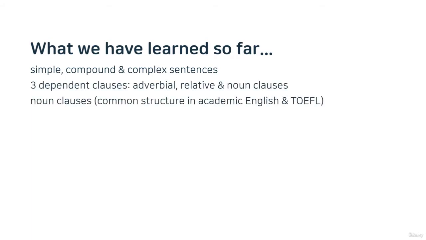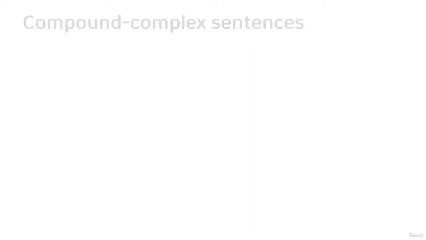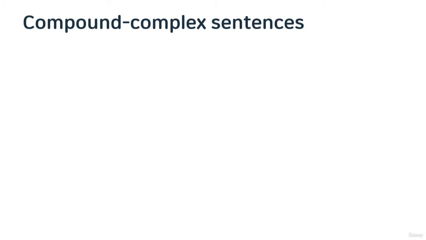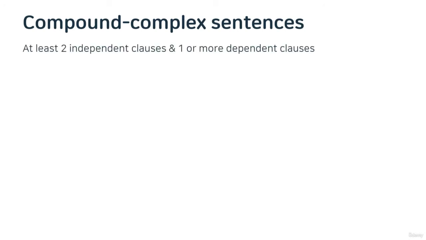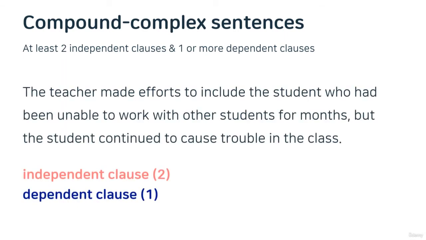We also looked at a very common structure in academic English, a noun phrase. And in the previous lesson, we looked at how participle phrases and clauses are used. The final sentence we're going to look at is a compound complex sentence. This type of sentence is made up of at least two independent clauses and one or more dependent clauses. So let's first take a look at an example compound complex sentence.